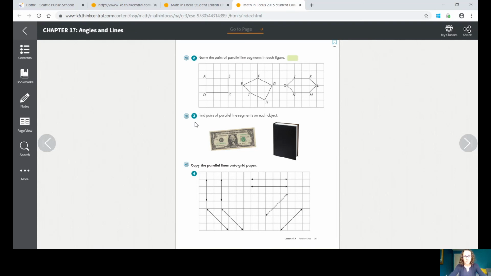Let's go down to number 3. This one says find pairs of parallel line segments on each object. Okay, we've seen those objects before in the last lesson, but now we're looking for parallel line segments. Go ahead and pause me for a minute while you think about that for yourself.